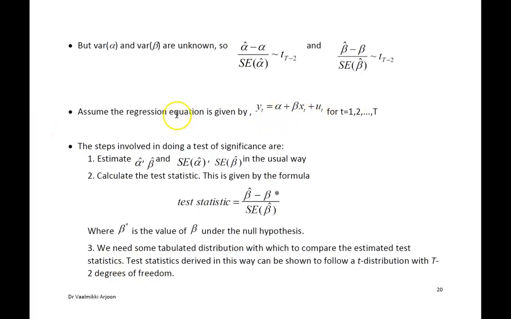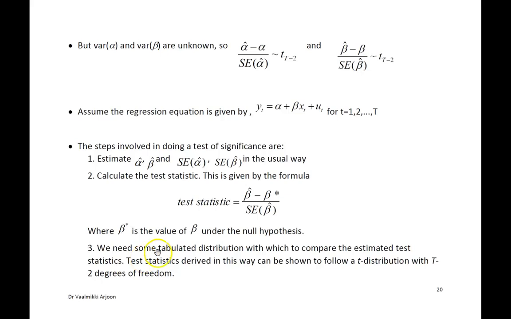What we're interested in is doing a test of statistical significance. In other words, we are testing the null hypothesis that beta is equal to 0.5 versus beta is not equal to 0.5. So to do that, we have to create a test statistic. The test statistic for beta, for example, will be beta hat minus beta star divided by the standard error of beta hat, where beta star is the value of beta under the null hypothesis.